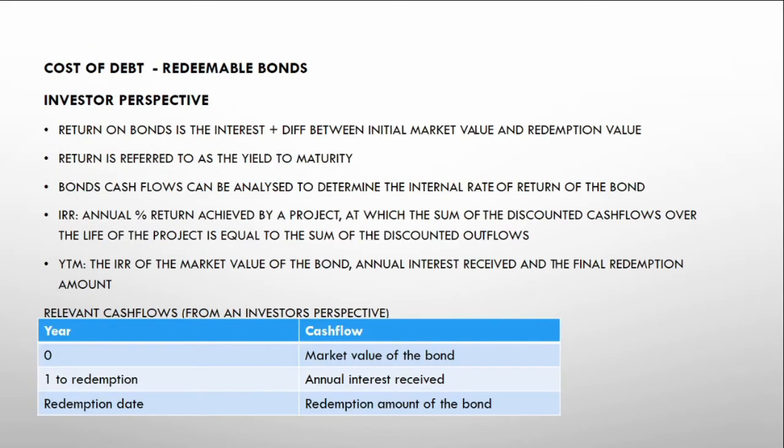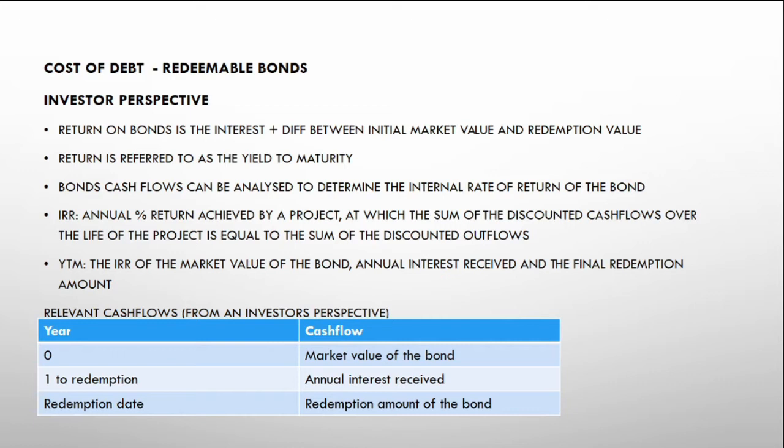Now that we have looked at irredeemable bonds, we can look at redeemable bonds. Redeemable bonds are often more complex than irredeemable bonds or equity. So remember, we said irredeemable bonds mean that they will never be redeemed, the capital will never be repaid, whereas redeemable bonds are different. Here, at some future date, the capital amount is going to be repaid.